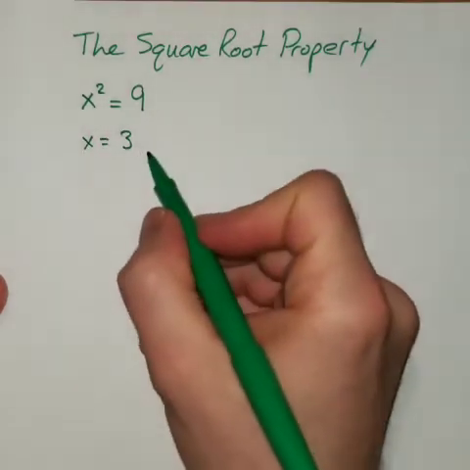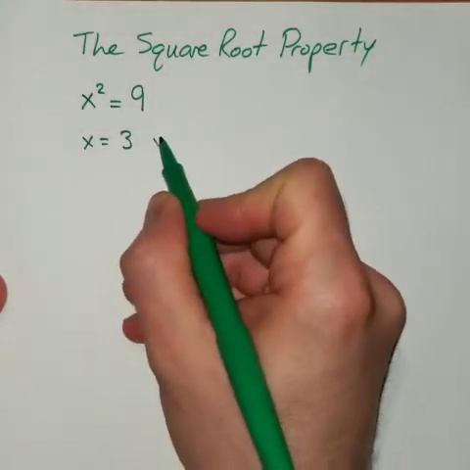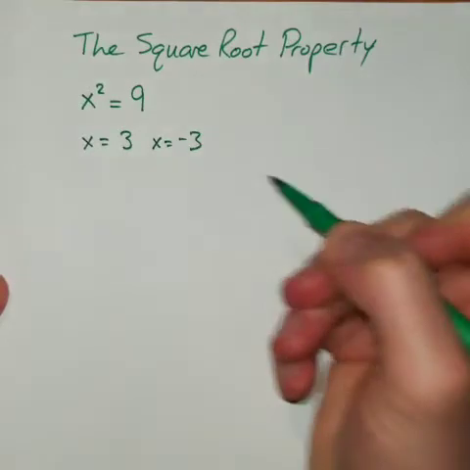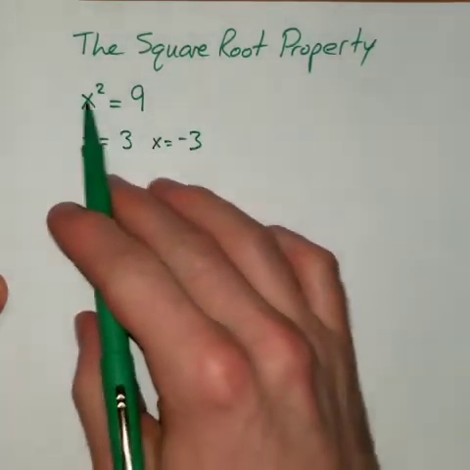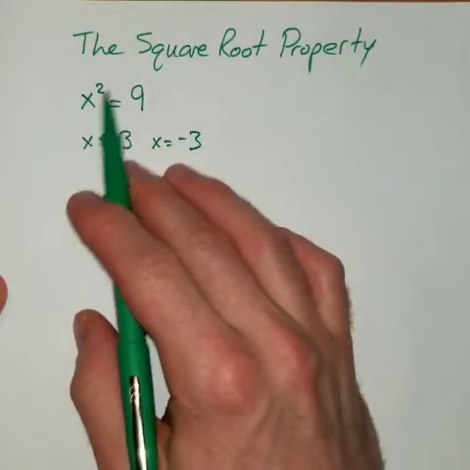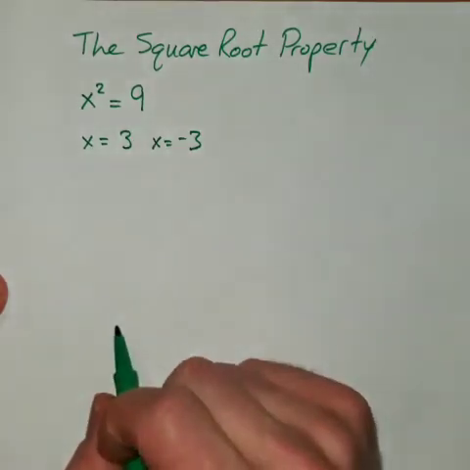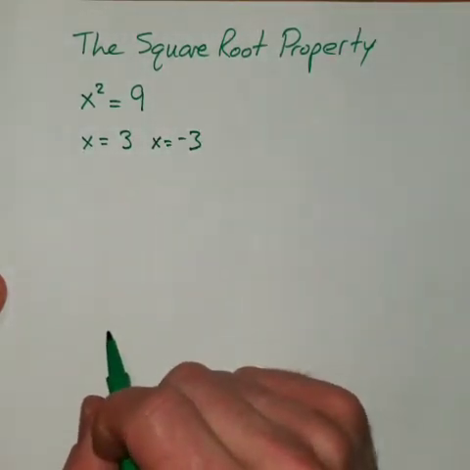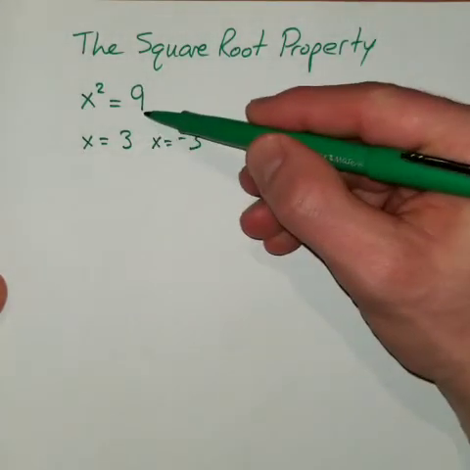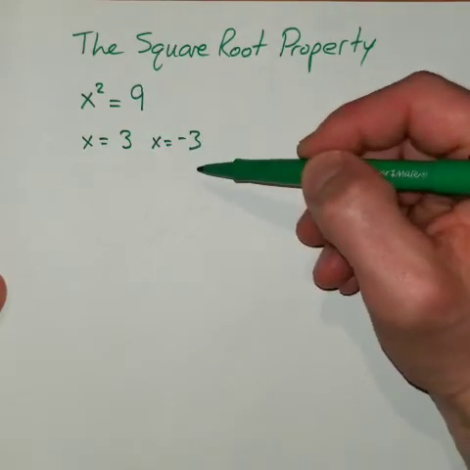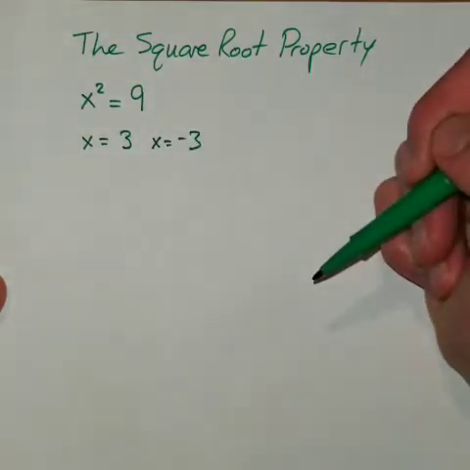So x equals negative 3 is a second answer, because if you take negative 3, put it in there, square it, a negative squared gives you a positive, and the answer would be 9 also. So there's actually two answers. They both are the square root of 9, but one is positive and one is negative. Both of them are solutions.